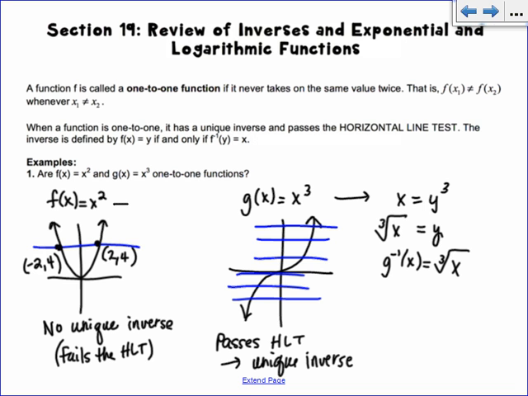All right, but if I tried to switch this one, if I did x equals y squared and I took the square root, what do I have to write when I take the square root? Plus or minus. That's actually two functions. It's not one function. That's why it's not a unique inverse. So two functions.